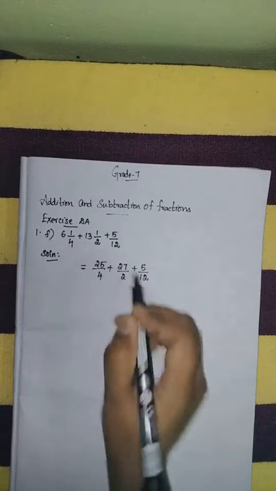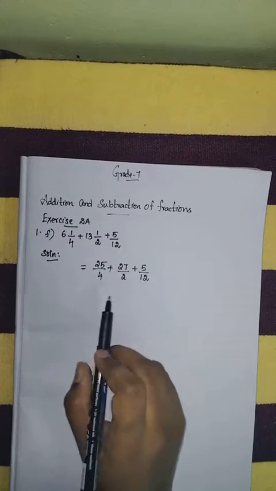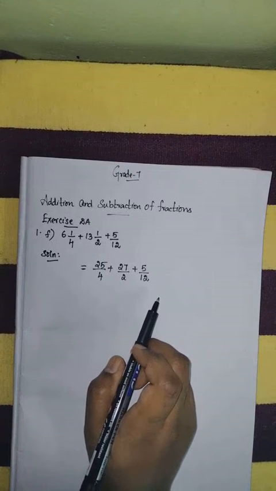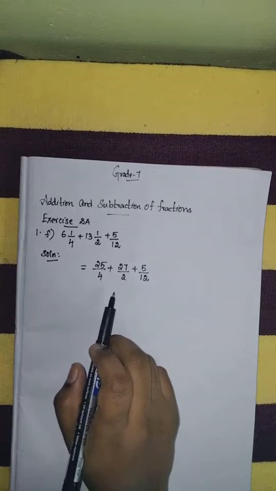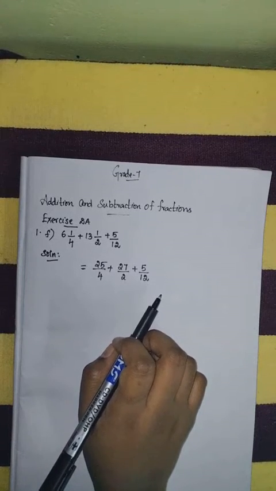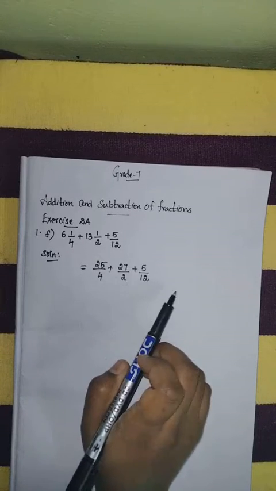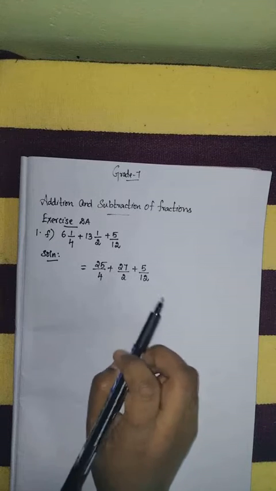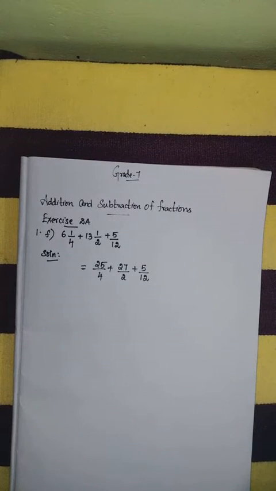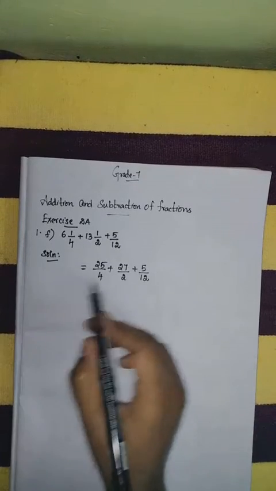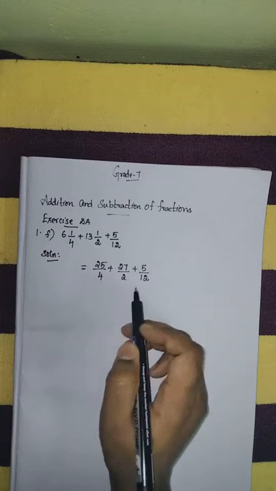So the next step is to check the denominators. See whether all the denominators are equal or the same. No, the denominators are different. Here the denominator is 4, here it is 2, here it is 12. So all the denominators are different. In that case, we need to take the LCM. LCM means least common multiple. So take LCM for 4, 2 and 12.